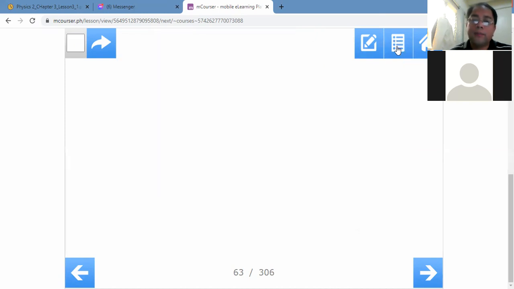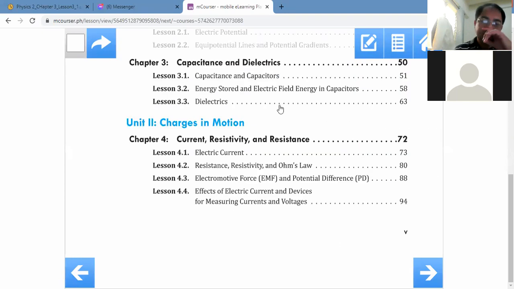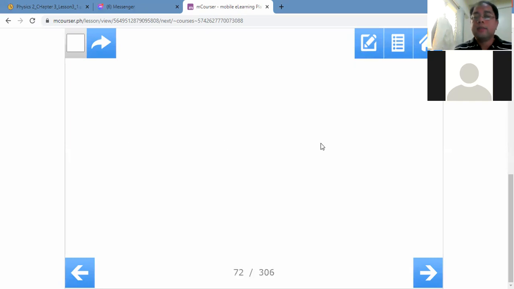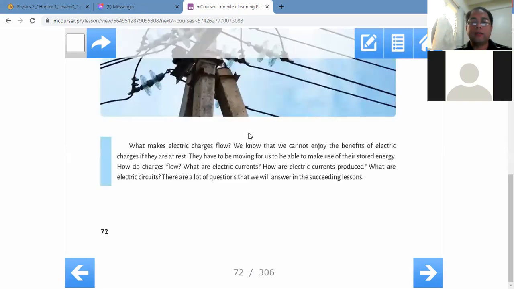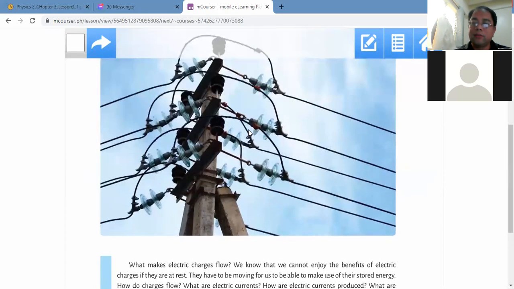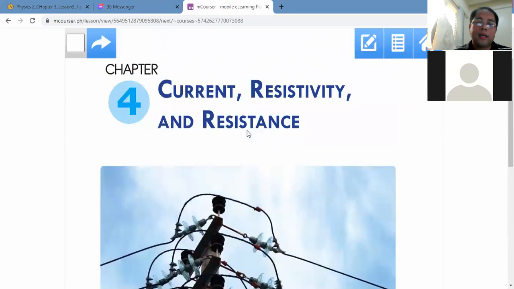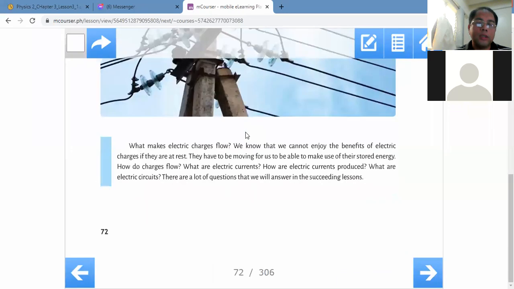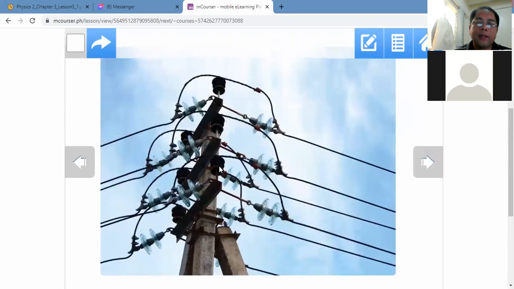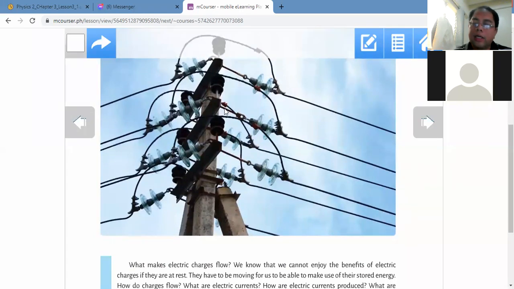Now let me proceed to a topic on moving charges already. This time we are not dealing anymore with charges that are at rest, which is electrostatics, and we are going into a topic on moving charges. When charges eventually flow, we have what we call a current. So in these wirings here above, these are crucial to our daily living.